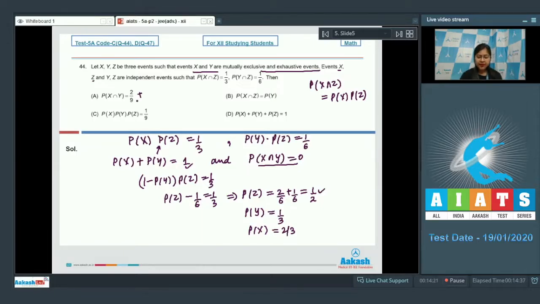So this is incorrect. X intersection Z, that is 1 by 3, is equal to probability of Y, that is also 1 by 3. So this is correct. Now product of these three is 1 by 2 into 1 by 3 into 2 by 3. So this is equal to 1 by 9. So this is correct. Now option number D says addition of these three is 1 by 2 plus 3 by 3, that is not equal to 1. So this is incorrect. So answer is B and C.